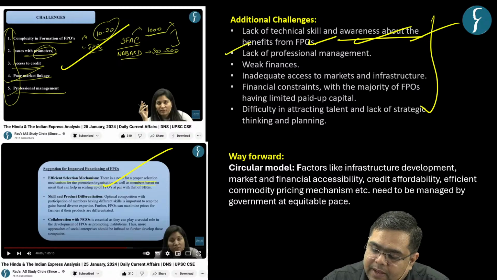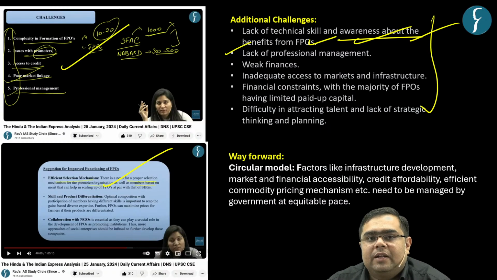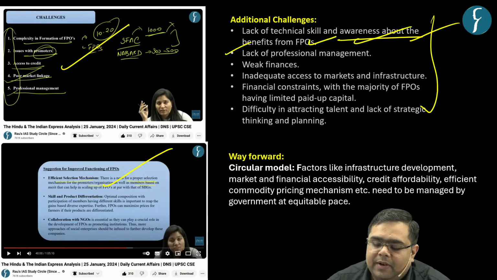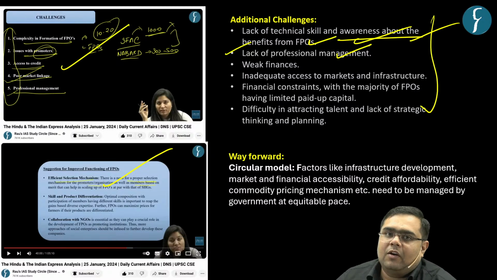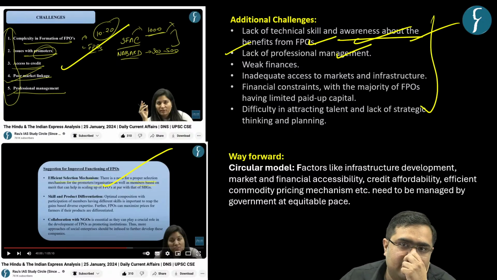Lack of professional management. As of now, the highest number of FPOs are there in which state? One of the highest numbers of FPOs are there in, let us say, Maharashtra and Karnataka, but various other states lack the formation of FPOs. One of the reasons being there is a lack of professionals in this field, and that leads to lack of professional management, and this is a pertinent issue with respect to the formation of FPOs.